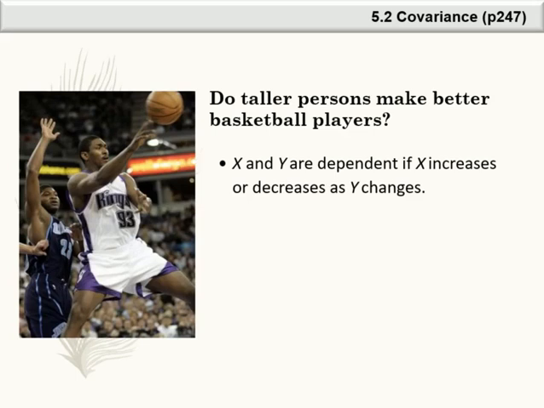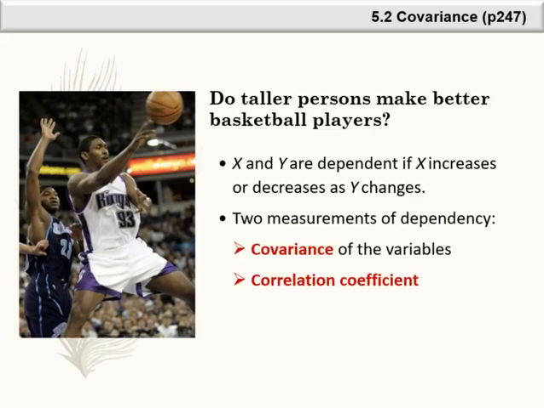So we have measures of dependency. So we have the covariance and the correlation. And I'm going to show you in the next slide how to calculate it. So all along we checked, are variables dependent or not? And what we're going to do now is we're going to put a measure of that dependency.